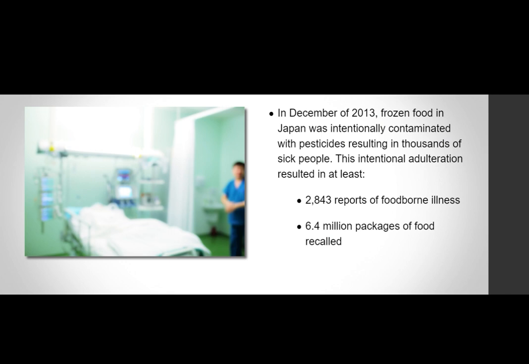Unfortunately, intentional adulteration has already occurred. In December 2013, a contract employee at a food facility in Japan intentionally adulterated several frozen foods with a pesticide. Japanese authorities believe the assailant brought the chemical contaminant to the plant and added it to frozen foods during the manufacturing process. This intentional adulteration resulted in at least 2,843 foodborne illness reports and 6.4 million packages of various frozen foods recalled.